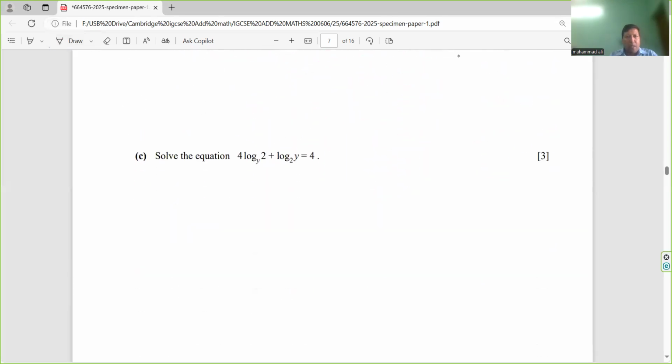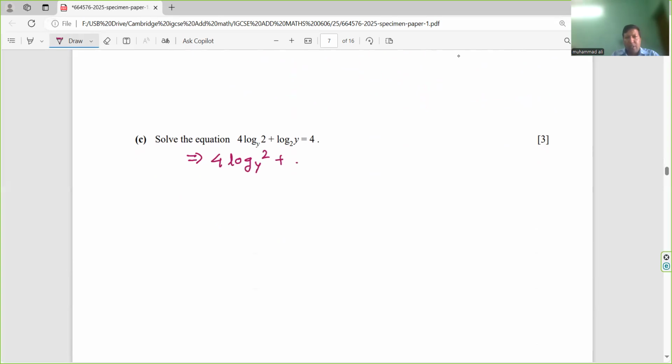Now the last one, C number. Solve the equation 4 log y base 2 plus log 2 base y equals 4. So we can rearrange: 4 log y base 2 plus 1 by log y base 2 equals 4. So let log y base 2 equals a. So it will be 4a plus 1 by a equals 4.